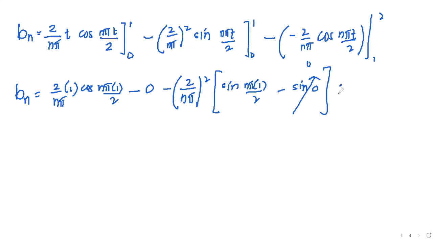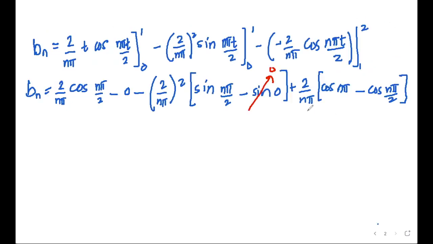And for the last term, applying the limits 1 to 2, the upper limit is 2, so 2 over n pi cosine of n pi times 2 over 2, so that's why you have cosine of n pi there, minus the lower limit, cosine of n pi times 1 over 2. Here I'm showing you why cosine of n pi, because we are able to cancel 2 there.